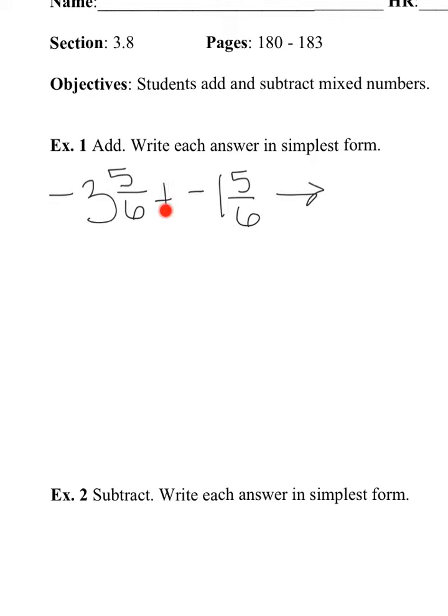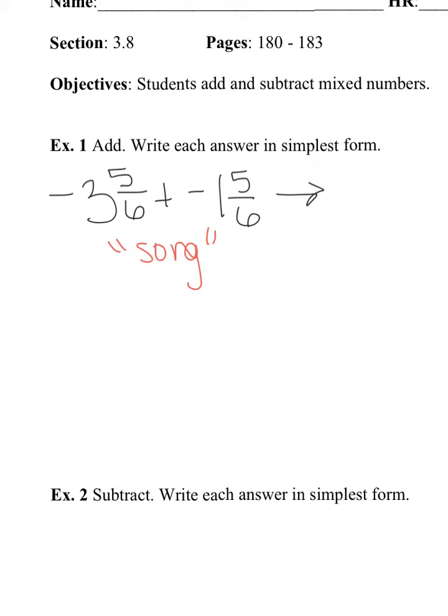The sign in the middle, the operation I'm doing, is adding. That means I'm going to be trying to remember the lyrics of my song. And if I think back, the lyrics have something to do with same signs or different signs. Since I have a negative plus a negative, that's my same signs, add and keep.